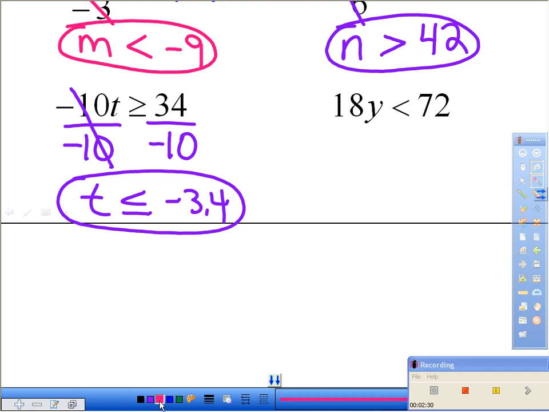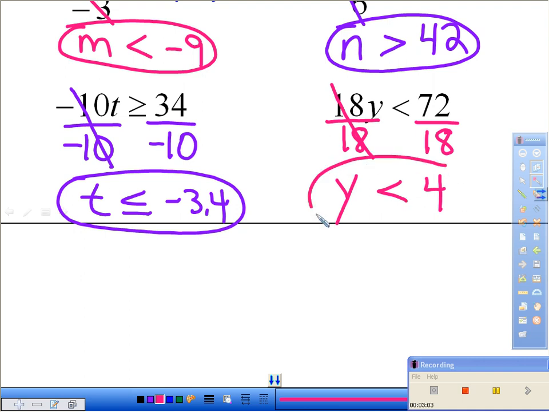In this last example, 18 times y is less than 72. To undo y being multiplied by 18, I need to divide it by 18. Have to do the same thing to both sides. So the 18's cancel out. I'm left with y. On the right side, 72 divided by 18 is 4. Now in this problem, I divided by a positive number. Therefore, I do not need to reverse the sign around. So y is less than 4.